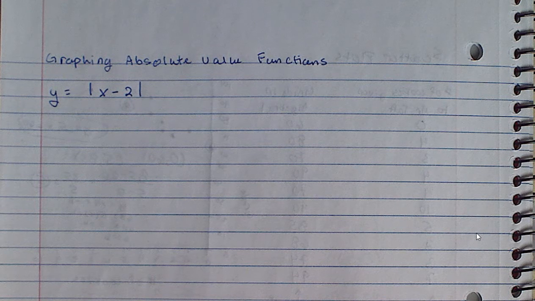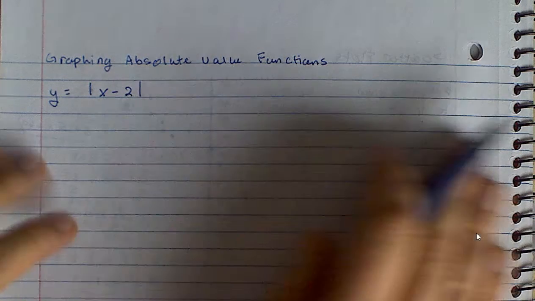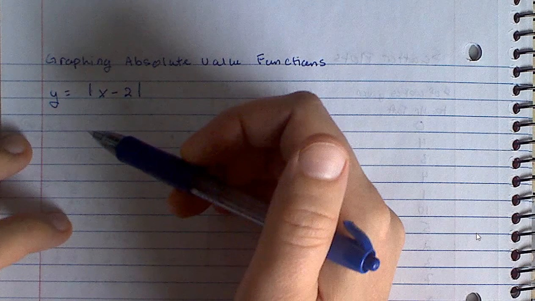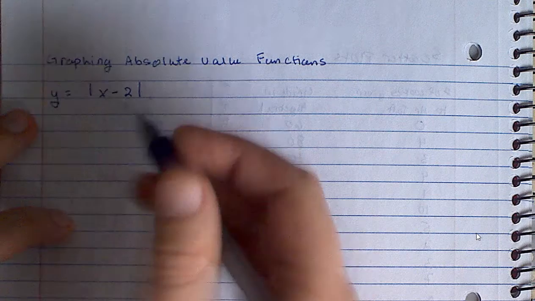Because 0 isn't positive or negative. It's not that it's unknown. We know what 0 is. It's just that it's not negative. All right, so here's how we're going to graph this.